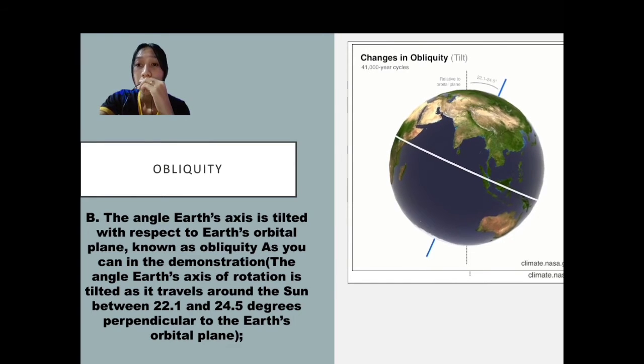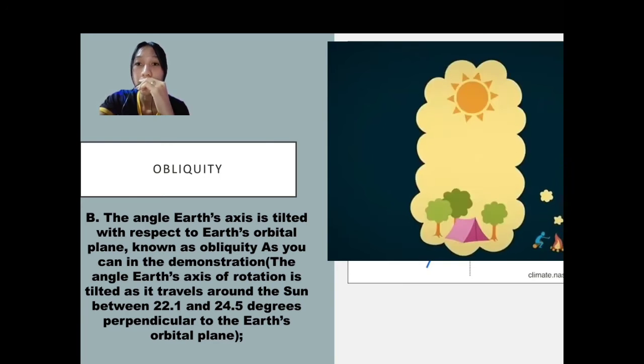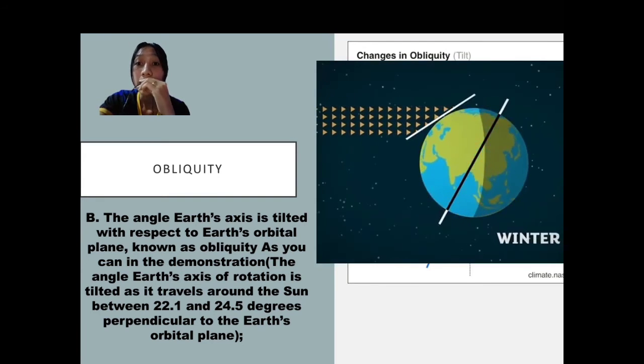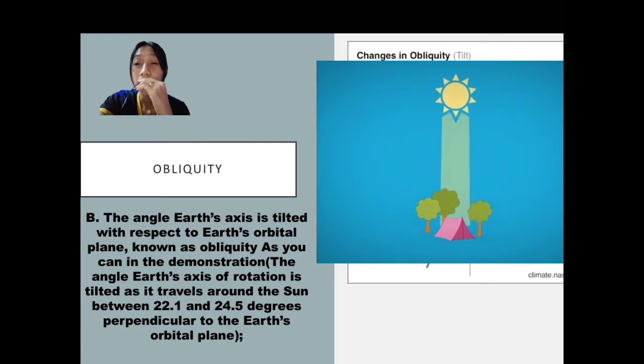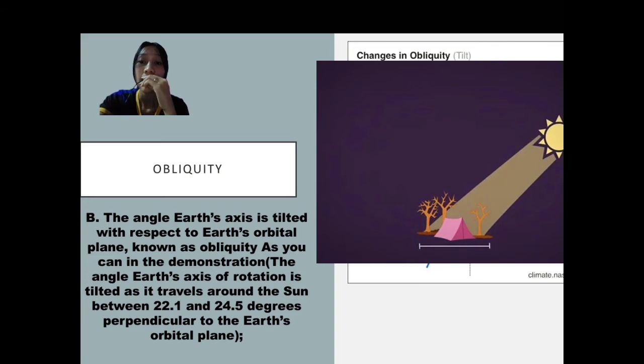As you can see in the demonstration, the angle of Earth's axis of rotation is tilted as it travels around the sun between 22.1 and 24.5 degrees perpendicular to the Earth's orbital plane. The greater Earth's axial tilt angle, the more extreme our seasons are, as each hemisphere receives more solar radiation during its summers, when the hemisphere is tilted towards the sun, and less during winter, when it's tilted away. The larger tilt angle favors periods of deglaciation. It is melting, the retreat of the glaciers and the ice sheets.